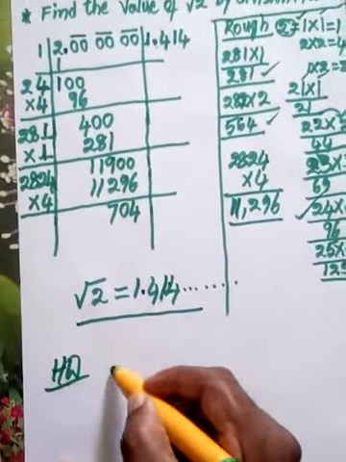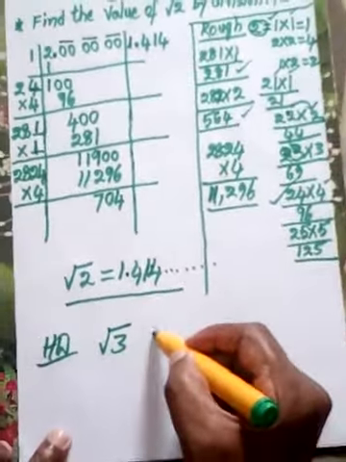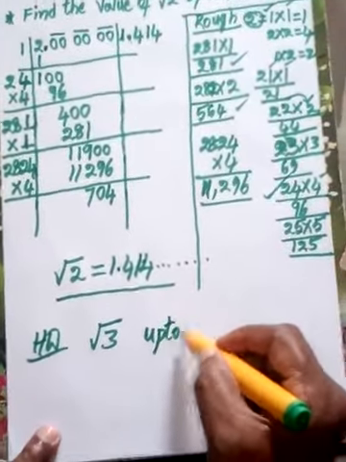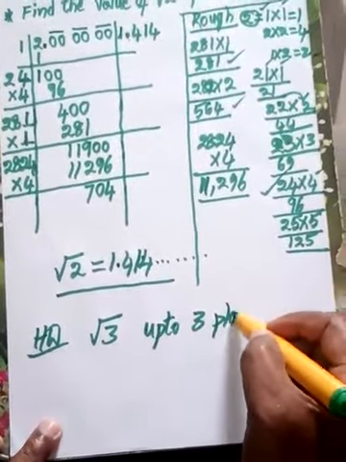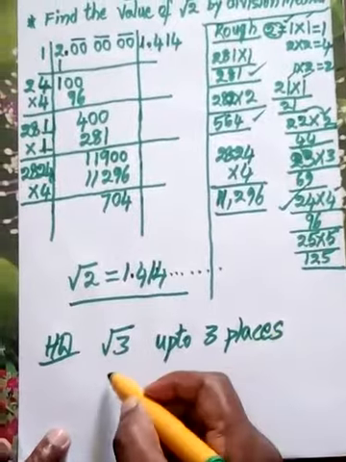You find the value of root 3 up to 3 places by using the division method. So this is the homework for you.